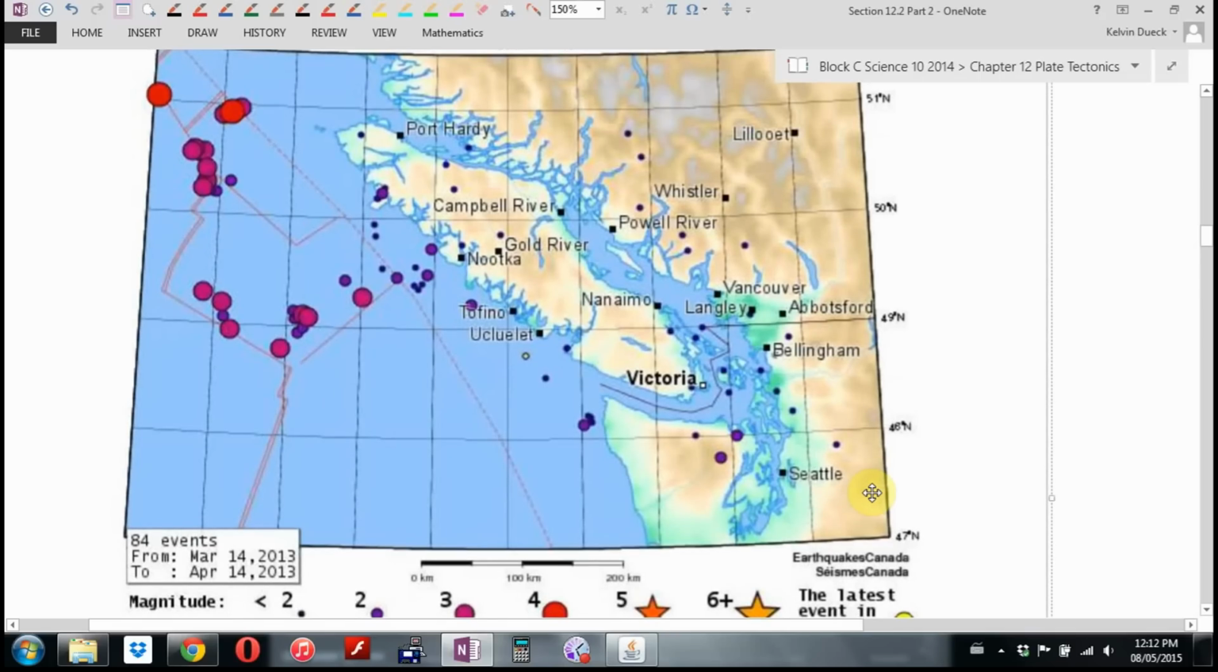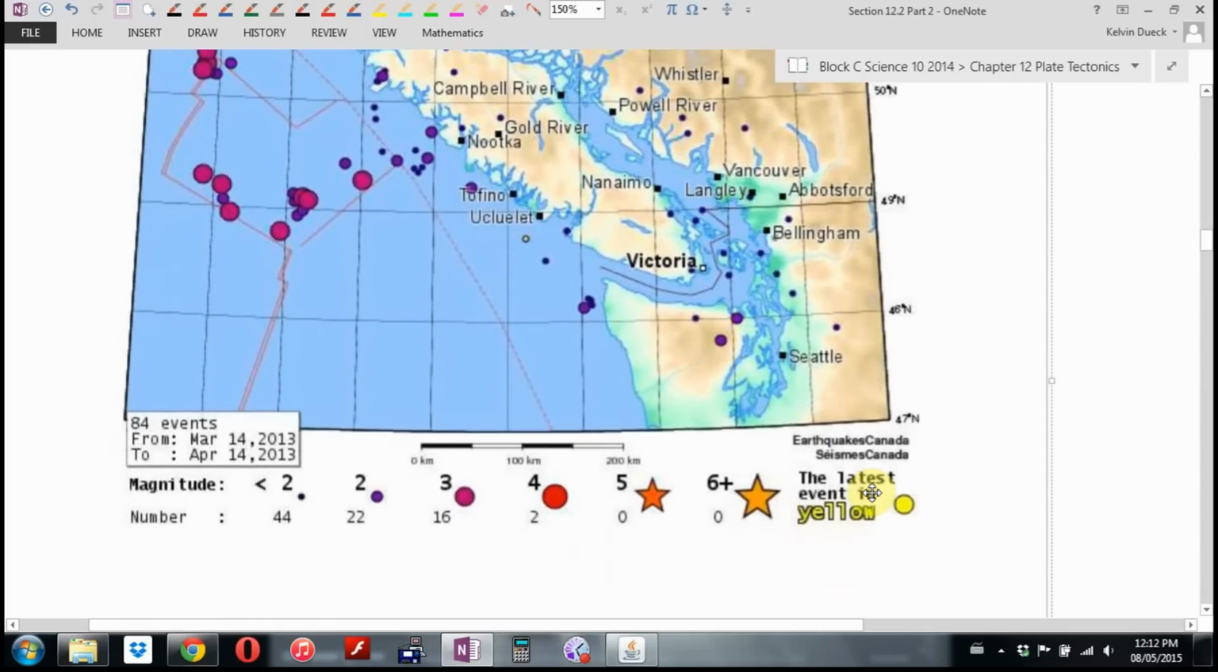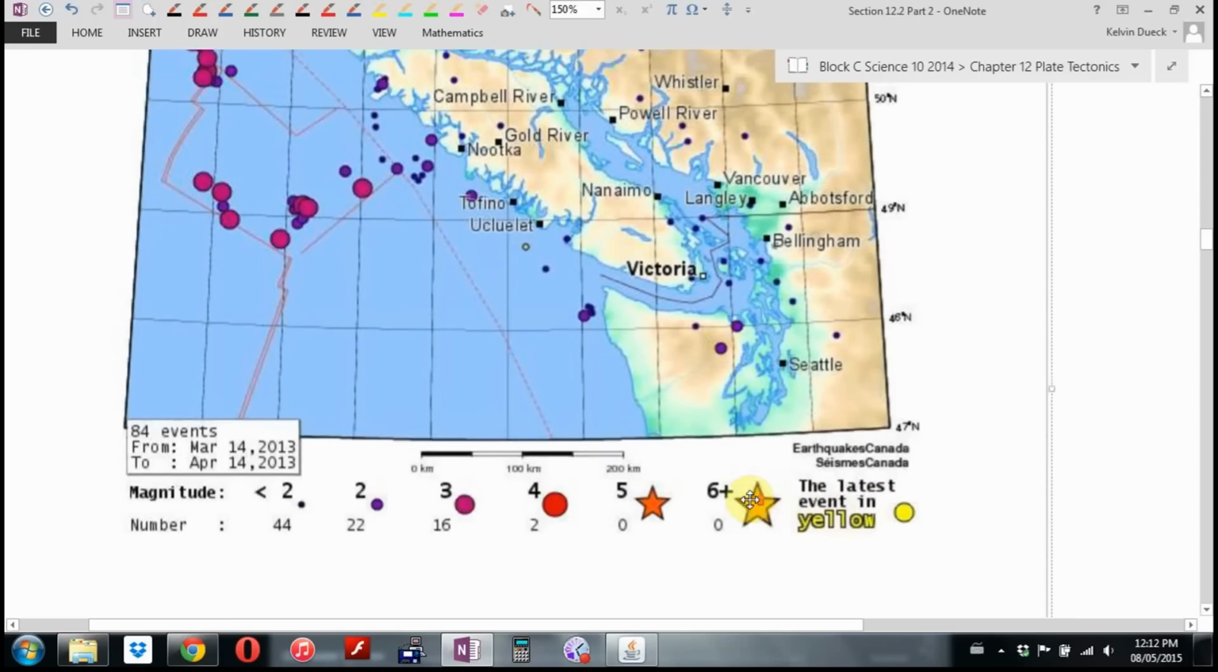There's a fair number. We live in an earthquake zone. Not the worst, but certainly fairly high. These ones are bigger than 6 on the Richter scale. We'll talk about how the Richter scale works.